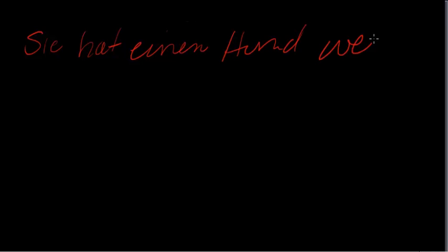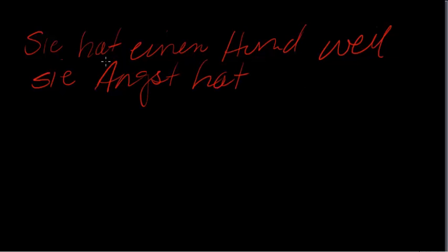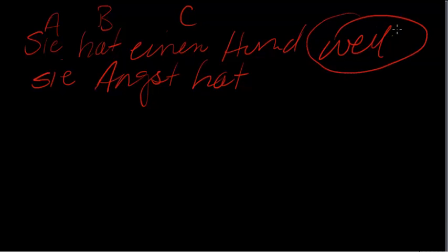Let me clear this out. It would be, "Sie hat einen Hund, weil sie Angst hat." Okay, so again, this is the same pattern. "She has a dog," just like in the first example, but now we have one of those linking words, and the linking word makes the word order reverse so that the verb comes at the end of the sentence.